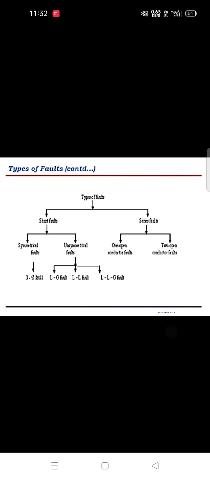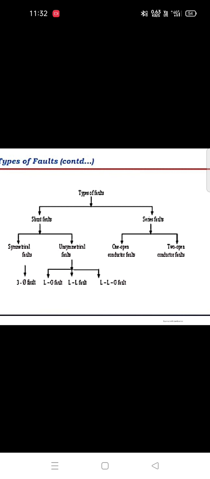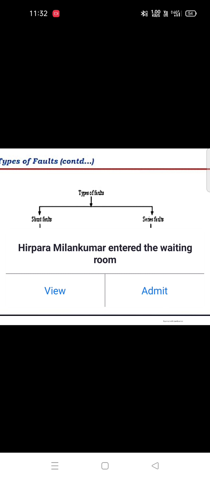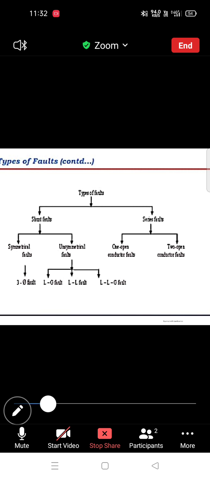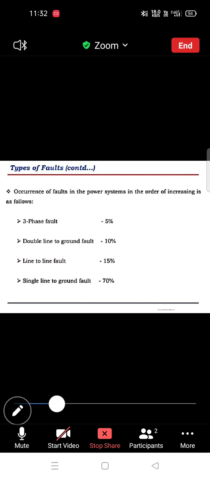Here we have classified some faults. The main two types are shunt and series fault. Then again in shunt fault there are two types, symmetrical fault and asymmetrical fault. And in series type, one open conductor and two open conductors. Now again in unsymmetrical faults there are three types: LG fault, line to ground fault, double line fault, and double line to ground fault. And in symmetrical fault there is only one, the three-phase fault.